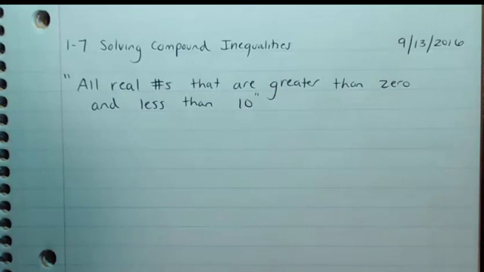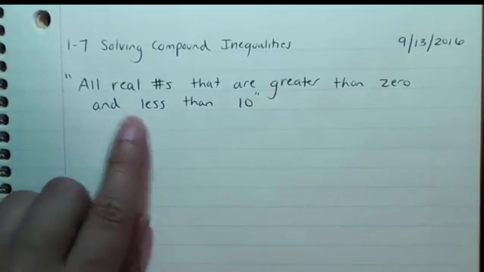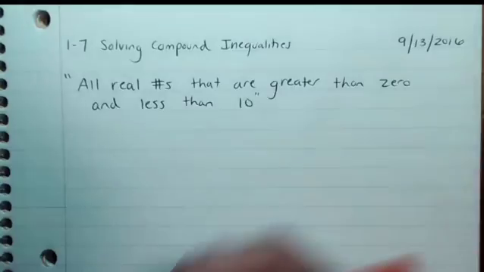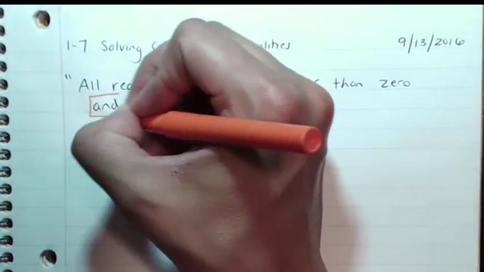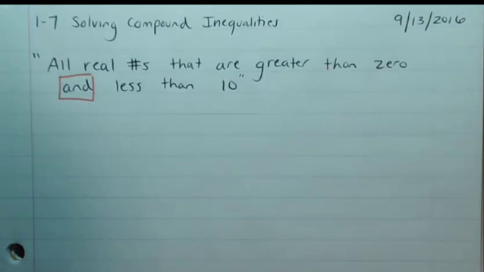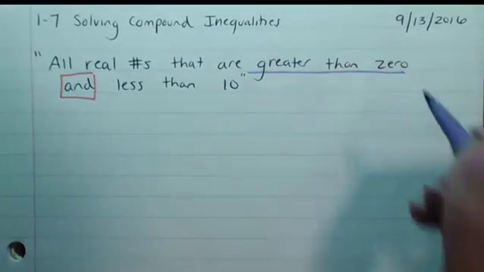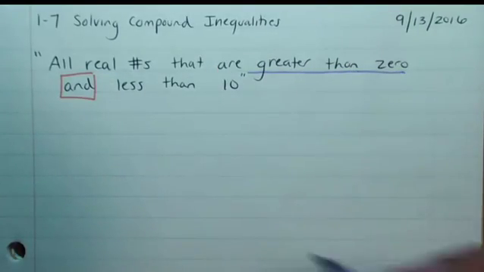So, compound means more than one. So if I look at these two inequalities that is written into one, it says all real numbers that are greater than 0 and less than 10. This word "and" here separates two inequalities. And the two inequalities, if you notice, the first one is all real numbers that are greater than 0.